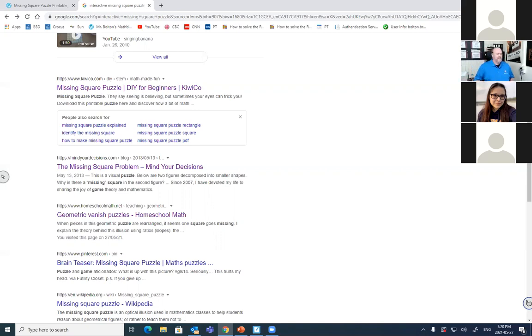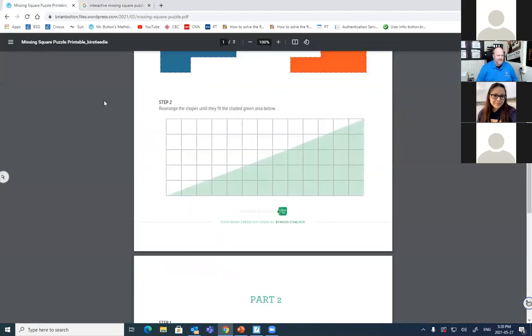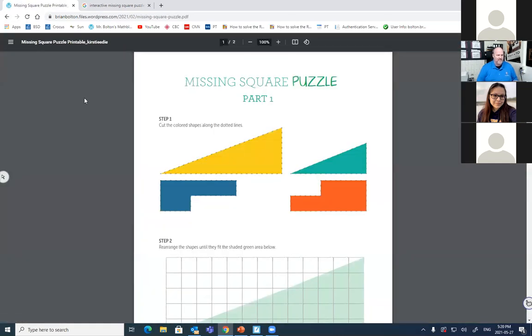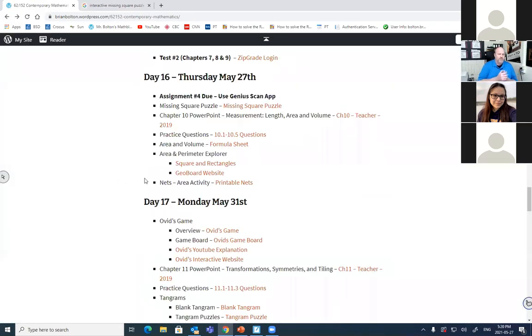Okay, so that's the missing square puzzle. Like I said, if you want to use it, by all means use it with your class. You can print off exactly that, cut them out and show it. Okay, so you can see what we're doing today. We are doing chapter 10.